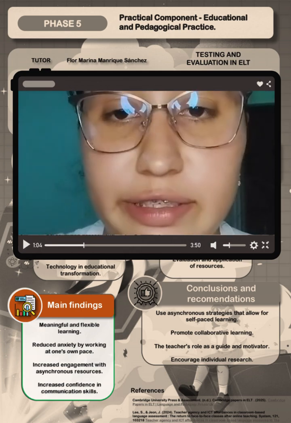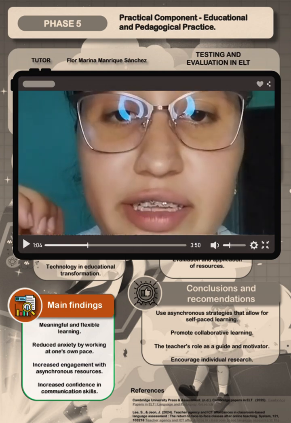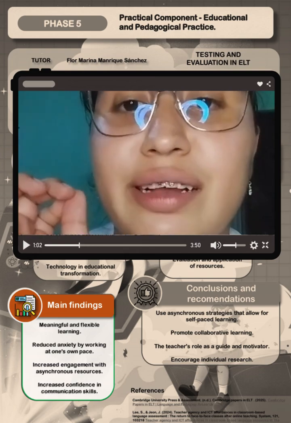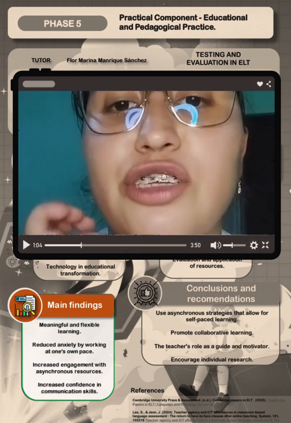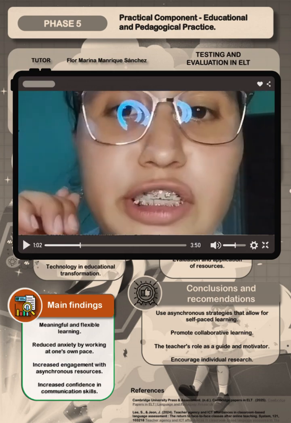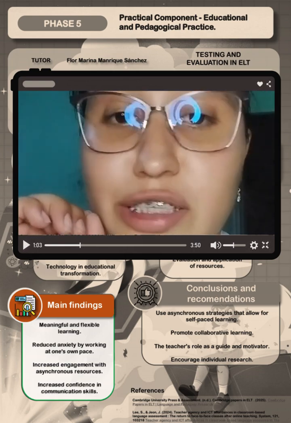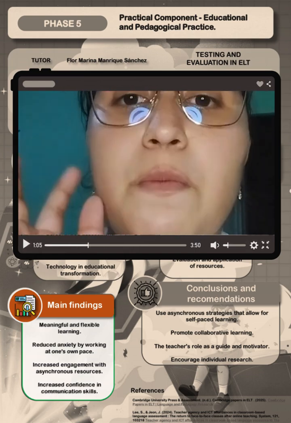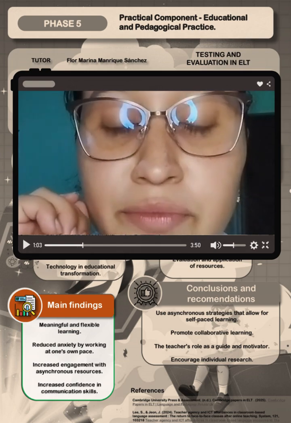Main findings. After analyzing the collected data, important and significant findings are identified. The results show how the project possibly transforms the student experience. The first finding is meaningful and flexible learning.